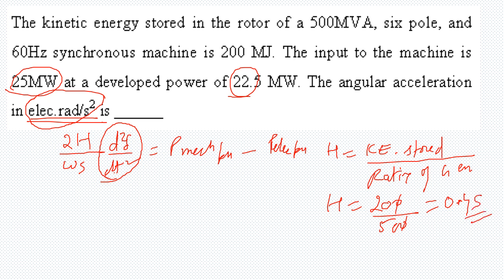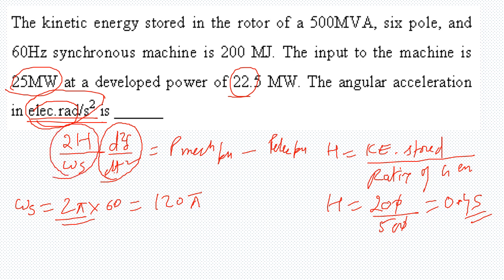Now H is known. Let us calculate omega s. Omega s is 2 pi into 60. Here you have to be very careful. This 2 pi is written because it is in electrical radians. If it was in electrical degrees I would replace 2 pi with 360. Keep this in your mind. This comes up to be 120 pi. Now we know everything about the term 2H over omega s.